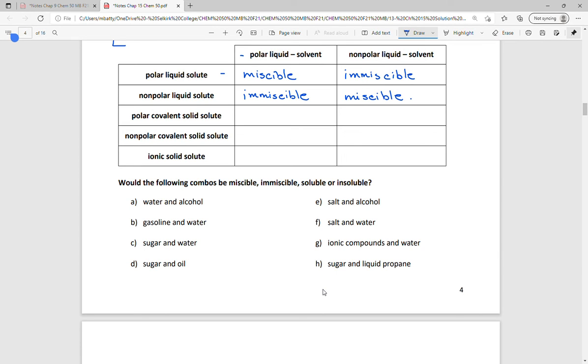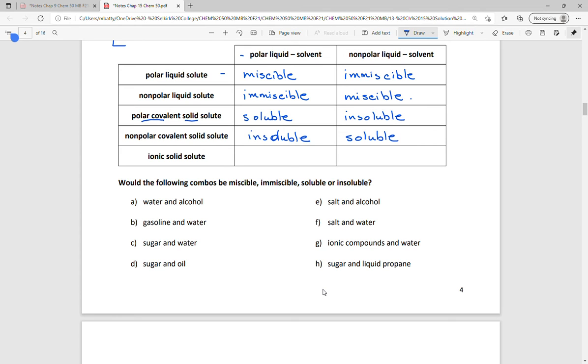Okay, things get a little bit trickier here. So we've got a polar covalent solid solute in a polar liquid. That would be soluble. We switched from the words miscible and immiscible because we're not talking about liquids mixing together. We've got a solid in a liquid. A polar solid in a nonpolar liquid, that would be insoluble. They are not the same. A nonpolar in a polar, again, we're in the world of solids in liquids. Insoluble. And then a nonpolar solid in a nonpolar liquid. They're alike, so we'd say that they are soluble.